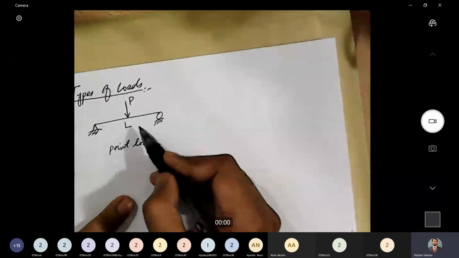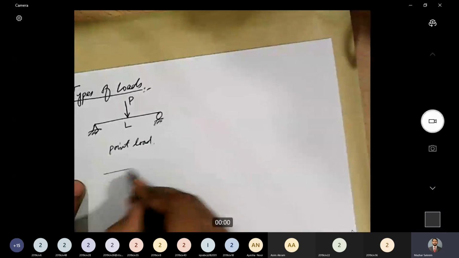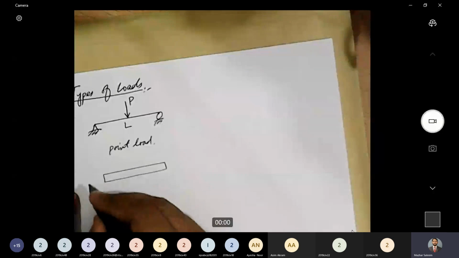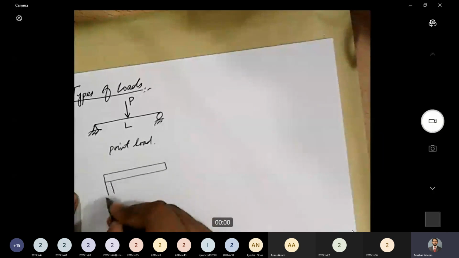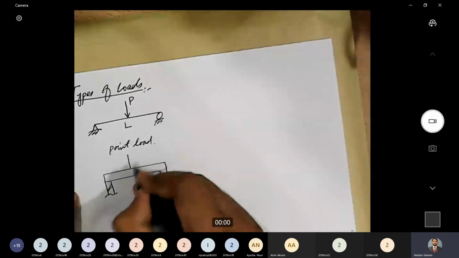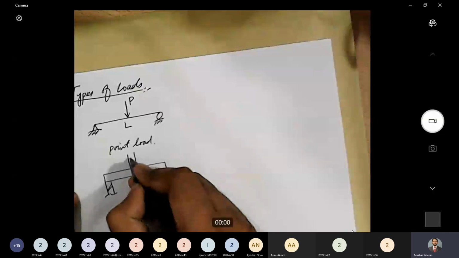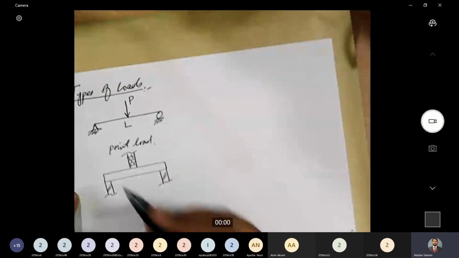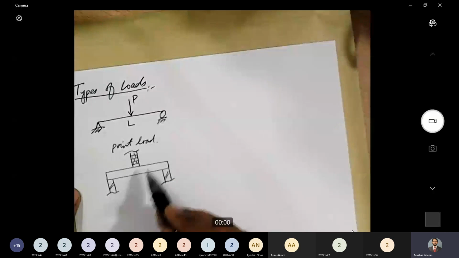And the example of such load is that, for example, if I have a beam and let's say a brick wall or a brick column is constructed over this beam. So this column will apply a point load on this beam, right?